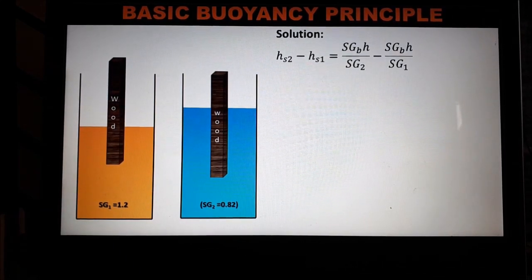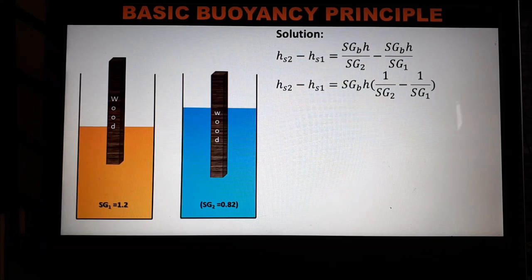And then substituting the value, we have height of the block submerged in fluid 2 minus height of the block submerged in fluid 1 is equals to the specific gravity of the block times height of the block all over specific gravity of fluid 2 minus specific gravity of the block times total height of the block all over specific gravity of fluid 1. Now, as you can see, both terms have a specific gravity of the block times the height.